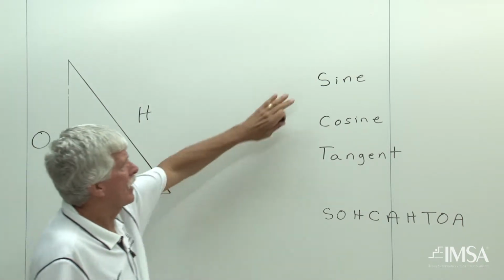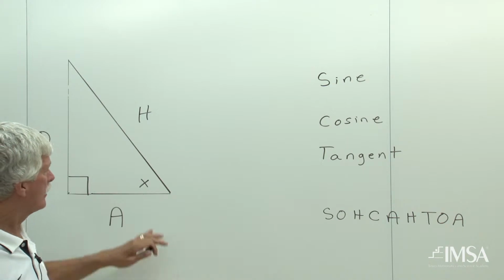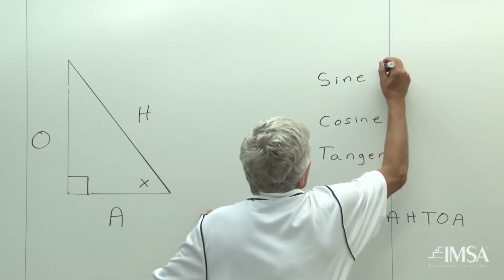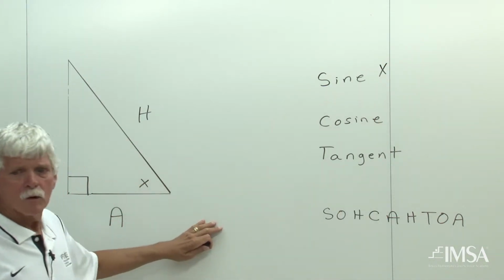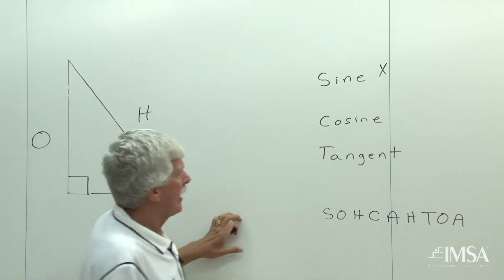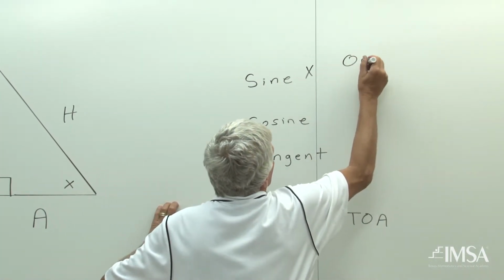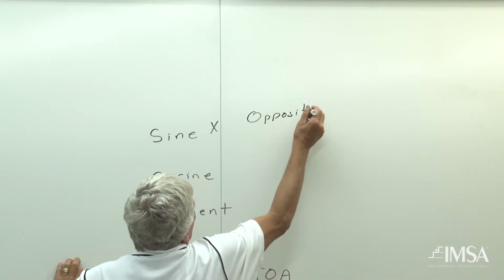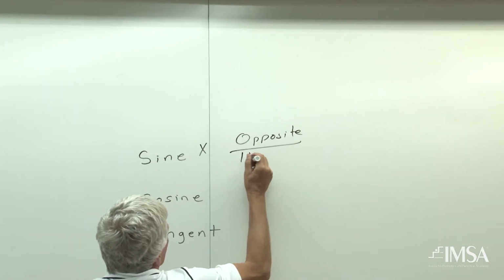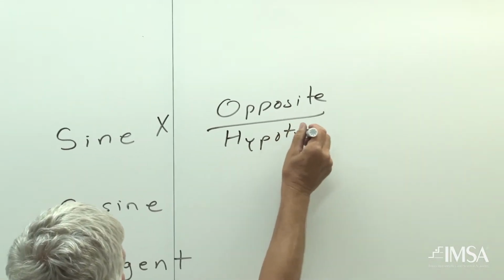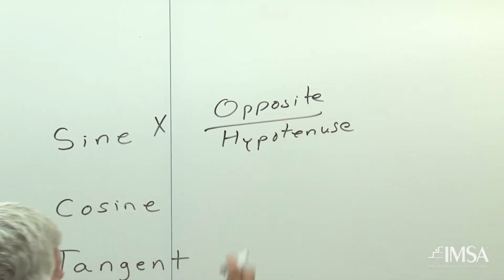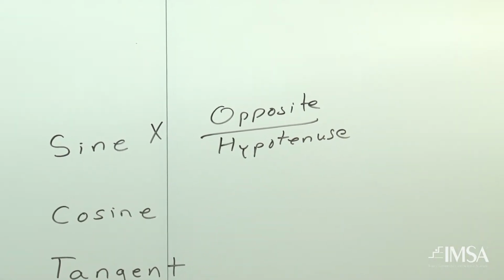So let's take a look at the sine. How do we determine the sine of angle x? Let's put the x in here. To do that, we take the opposite side and we divide it by the length of the hypotenuse. That will determine the sine of angle x.